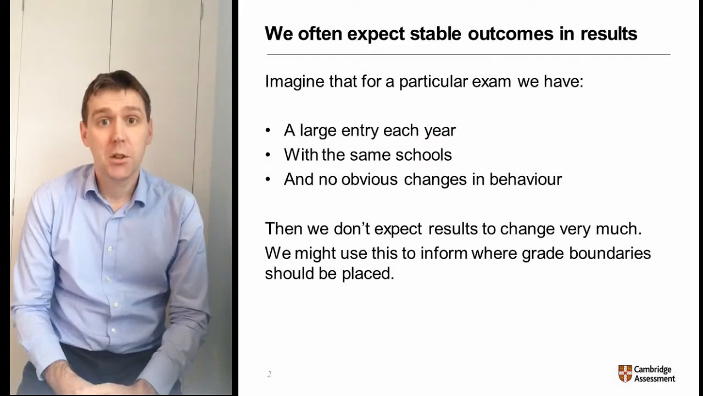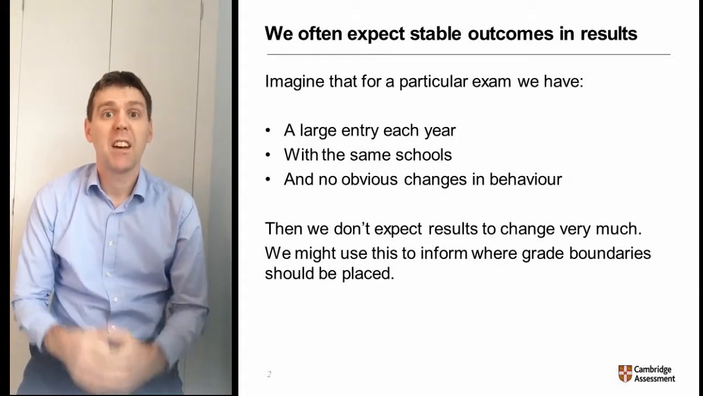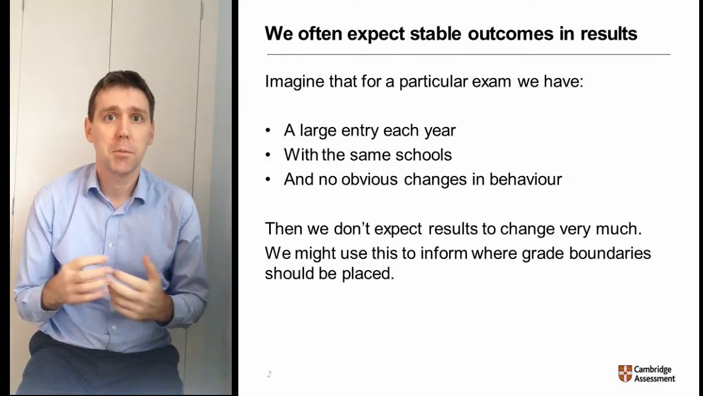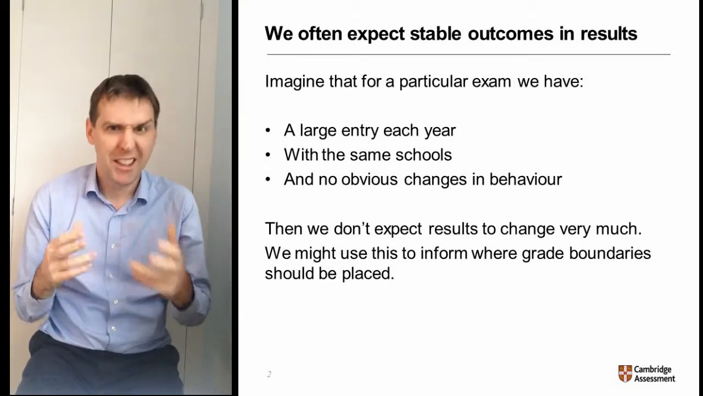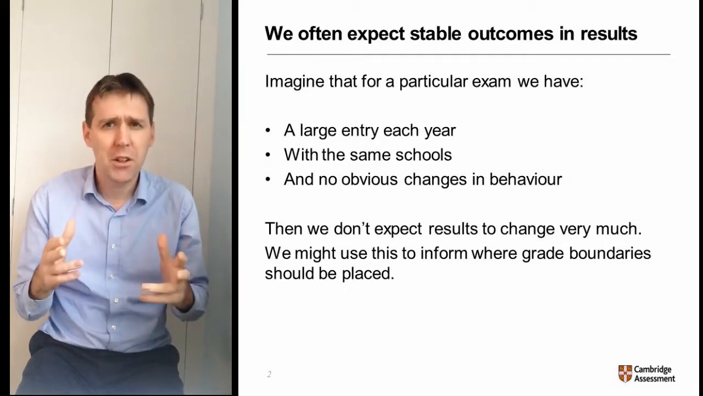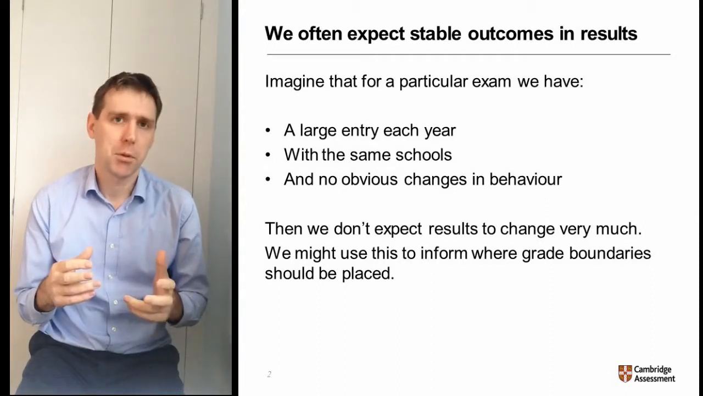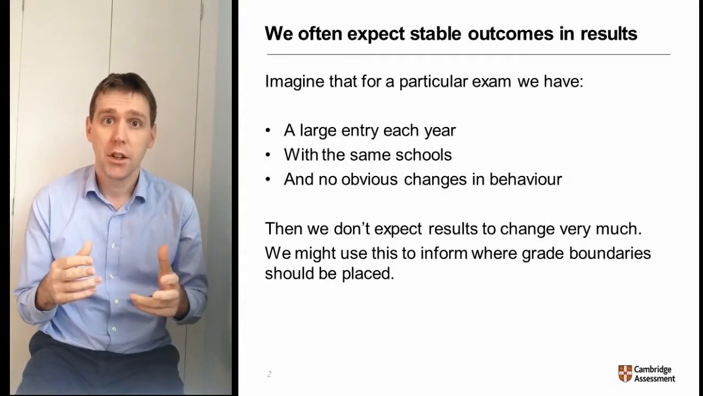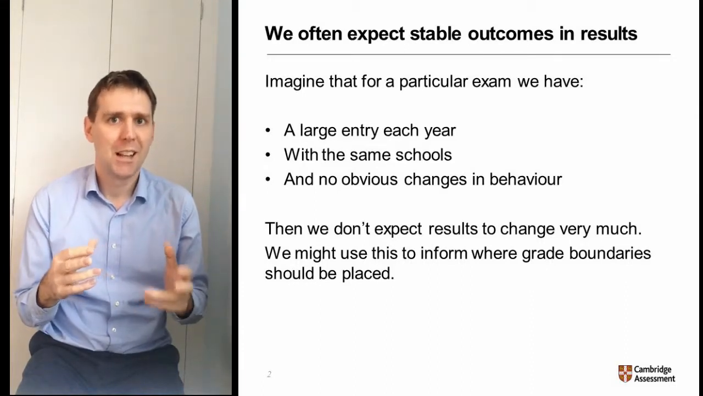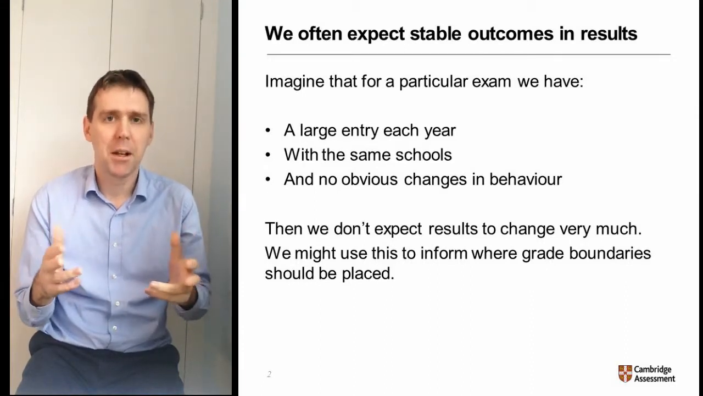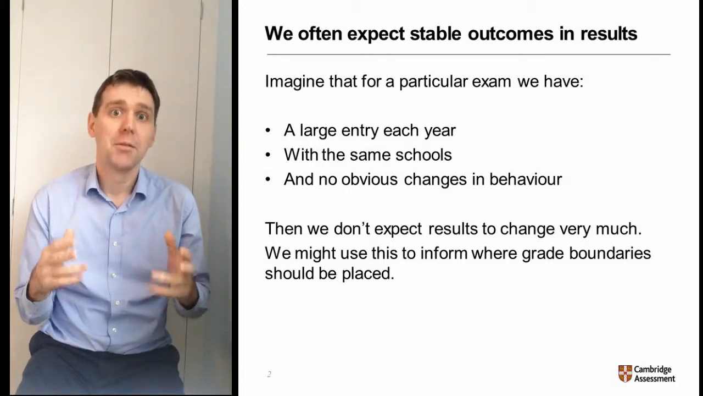So, statistical evidence has been used in awarding for a long time. The basic idea is if we have thousands of students who take a particular exam and they're from the same schools as last year, and we had thousands last year, and there's no obvious change in entry policies or anything like that, then it's reasonable to expect that the percentage of students getting each grade this year will be close to where it was last year. We expect some stability. And using that assumption, we can decide where to put grade boundaries.